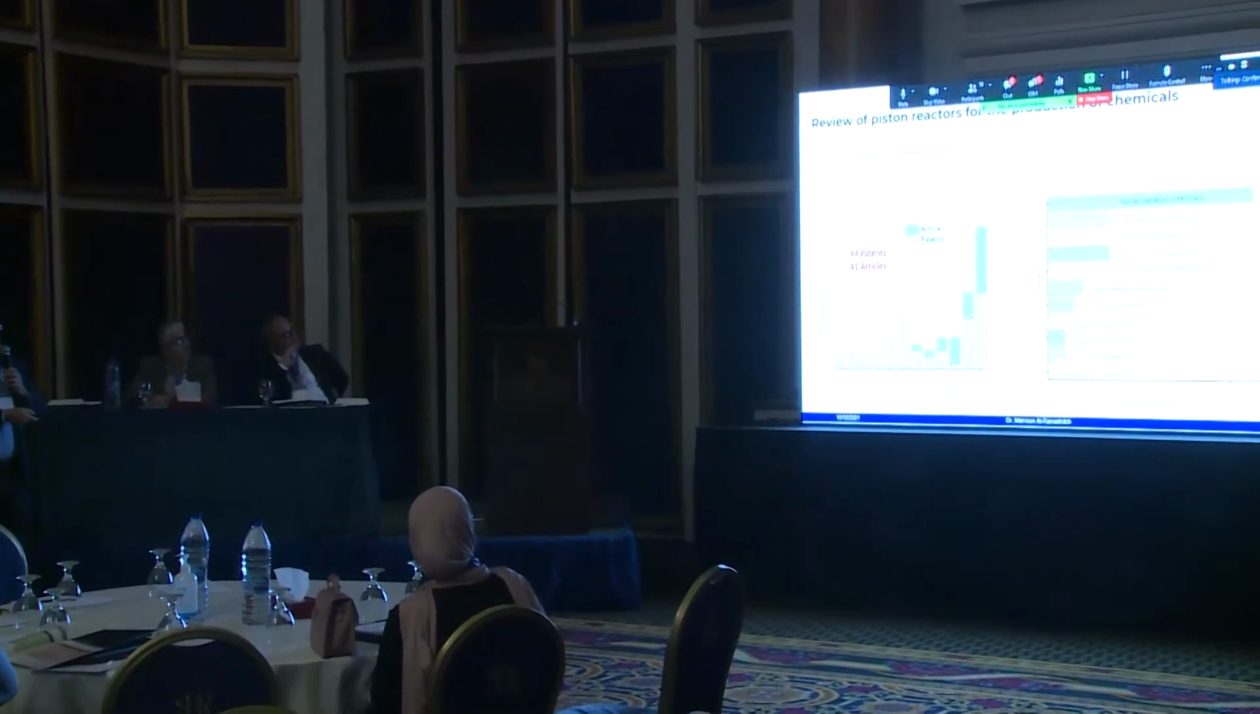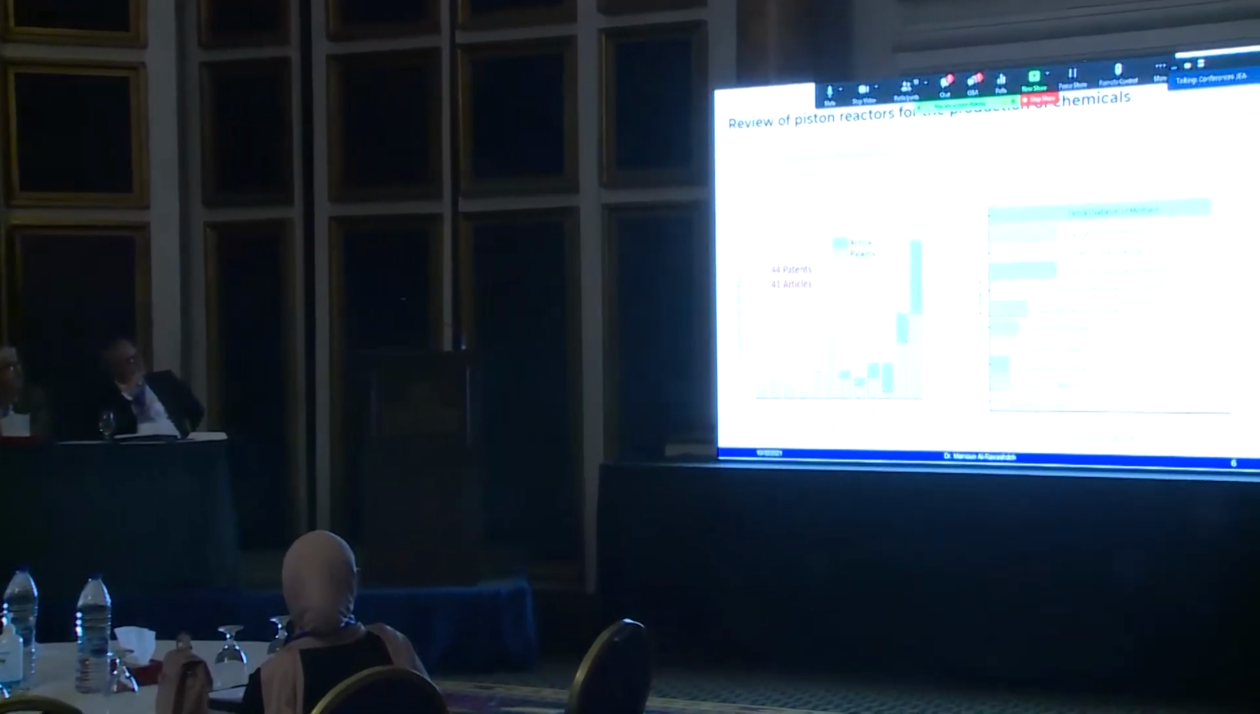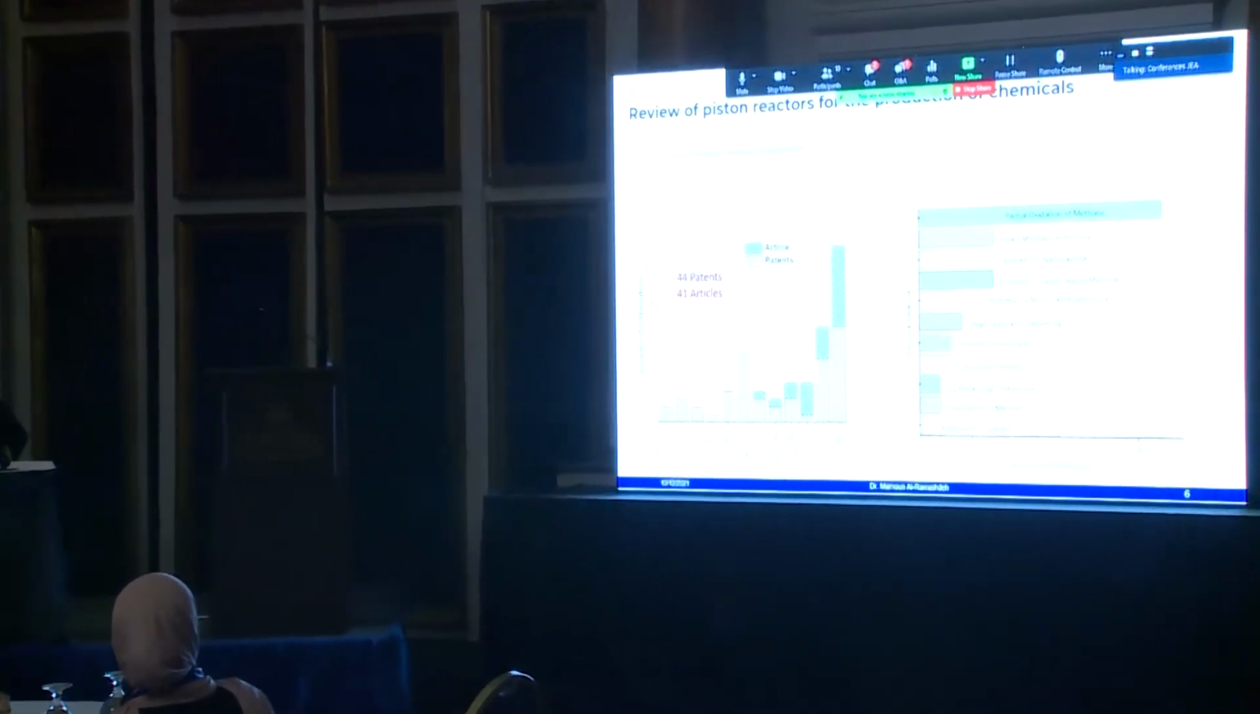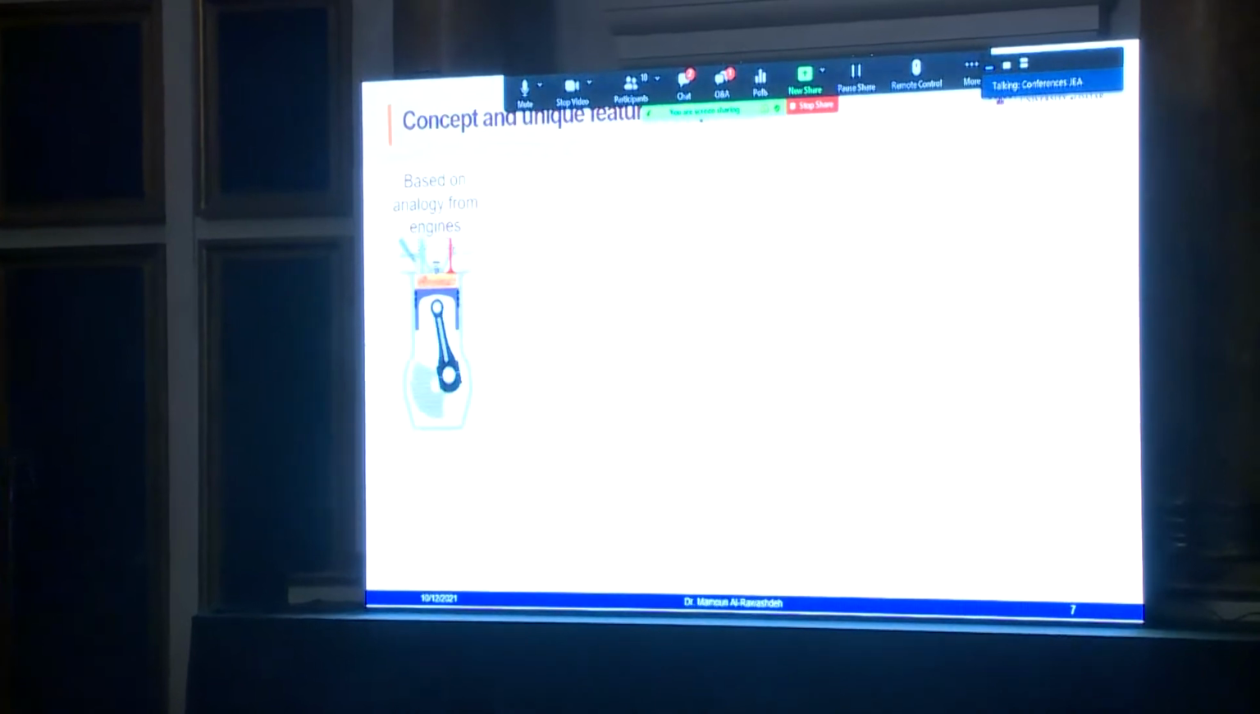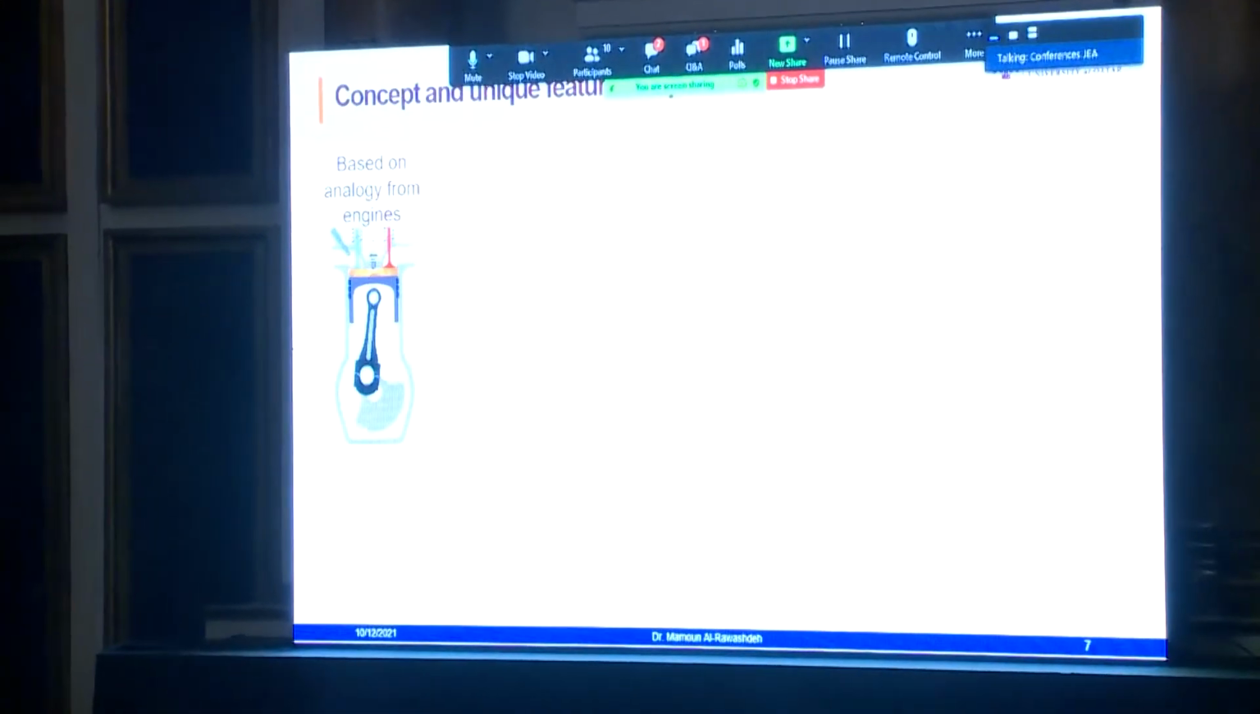Where it has been used so far is a lot in methane chemistry, chemicals, and also nanoparticle synthesis, and basically destruction of materials. So let me explain the analogy of this technology.